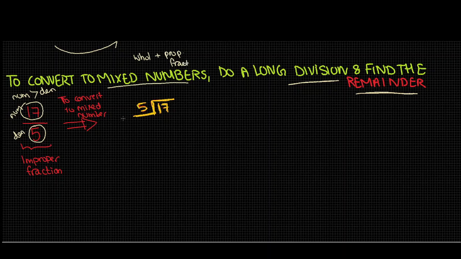So how do we do that? We do a small long division here. What times 5 is 17? We can say 3 times 5 is almost 17. We subtract, that is 2.